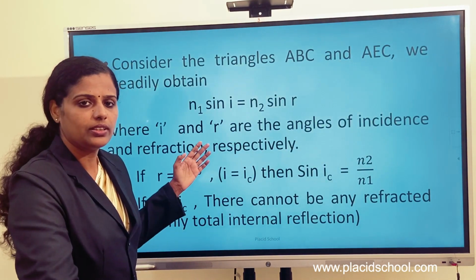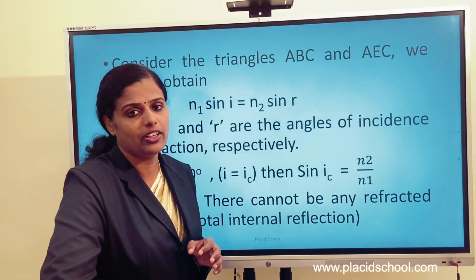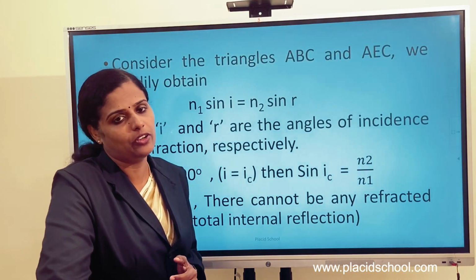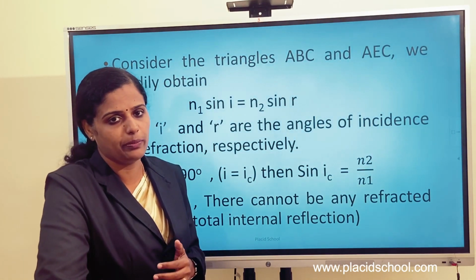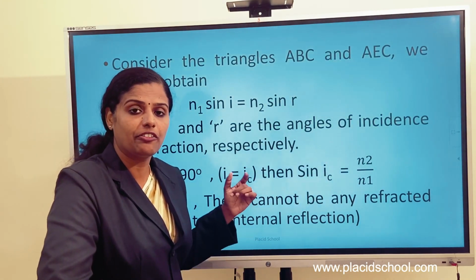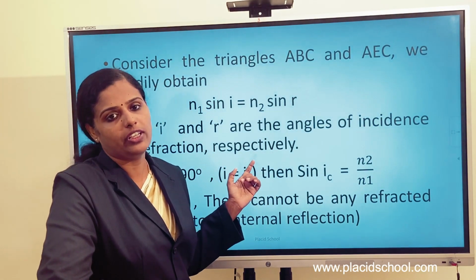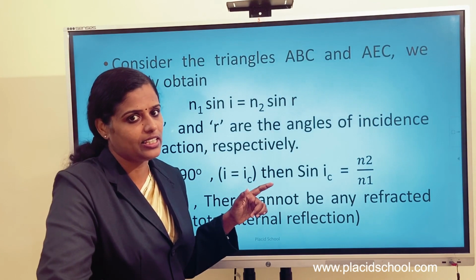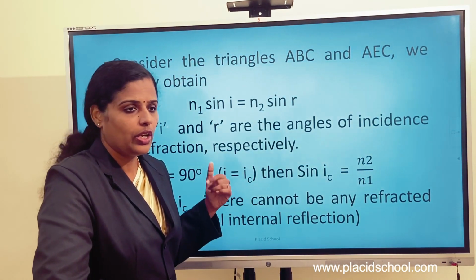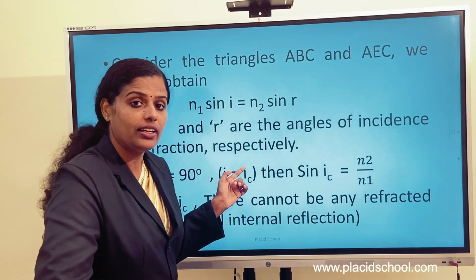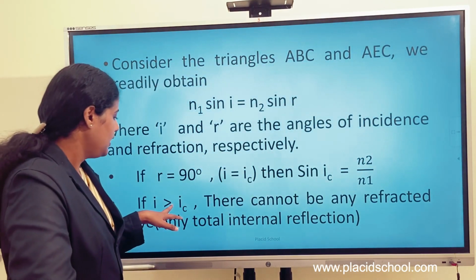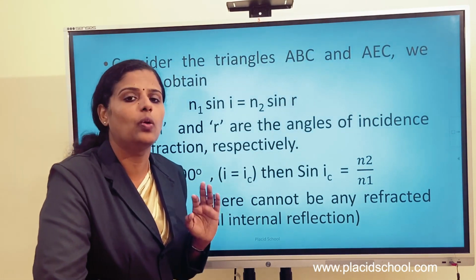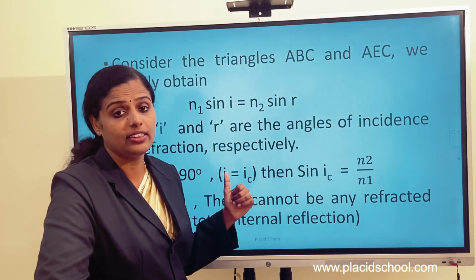One more case here. In the case where the ray travels from denser medium to rarer medium, sin i by sin r is equal to the refractive index of the medium. If the refracting angle is 90 degrees, then the incident angle is known as the critical angle i c. If the angle of incidence is greater than the critical angle, then there is no refraction, and only total internal reflection takes place.